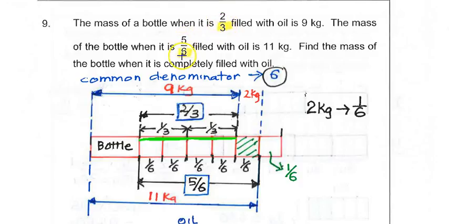2/3, 5/6. Now 6 and 3, common denominator 6. Therefore, the weight of the bottle and the weight of the oil I put into 6 parts. If you fill up to 2/3, which is 4/6, the weight is 9 kg. Right, now watch the next part. If you fill up the bottle all the way to 5/6 now, 5/6.